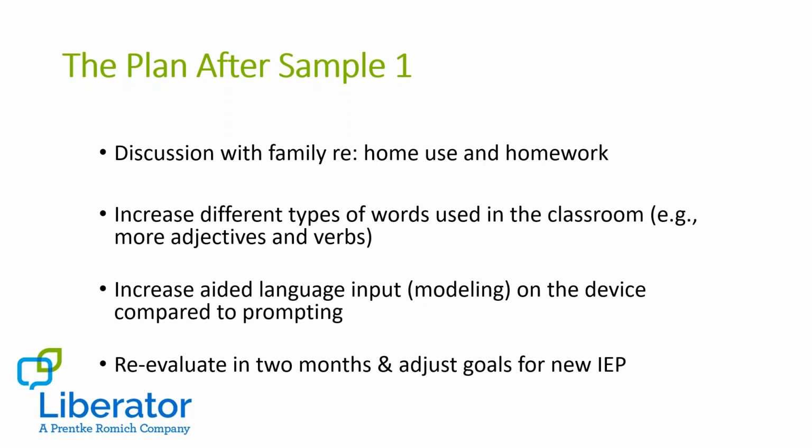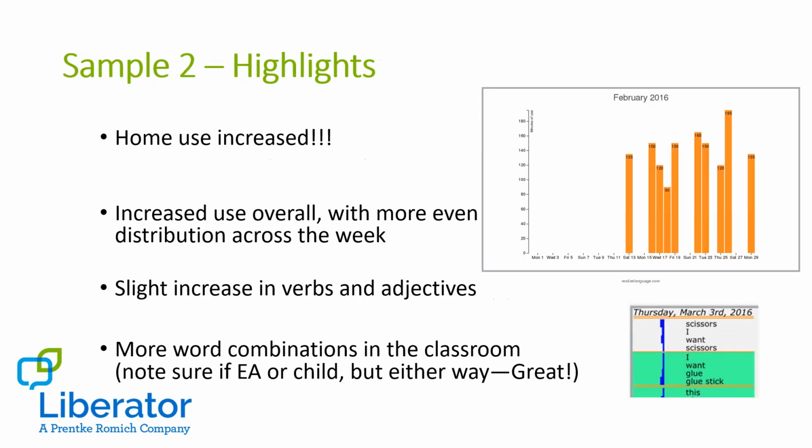And then they were going to reevaluate, redo a data analysis for the next 2 months and look at IEP goals. So we're going to quickly look at sample 2, and then we're going to have a look at sample 3 compared with sample 1. So sample 2, so this is another 2 months later, home use has increased. So he's starting to use it a little bit on the weekend, and he had an increased overall use of the device. So across the week, using it a bit more, using it a little bit more at home, a bit more of an even distribution across the week, which is fab.